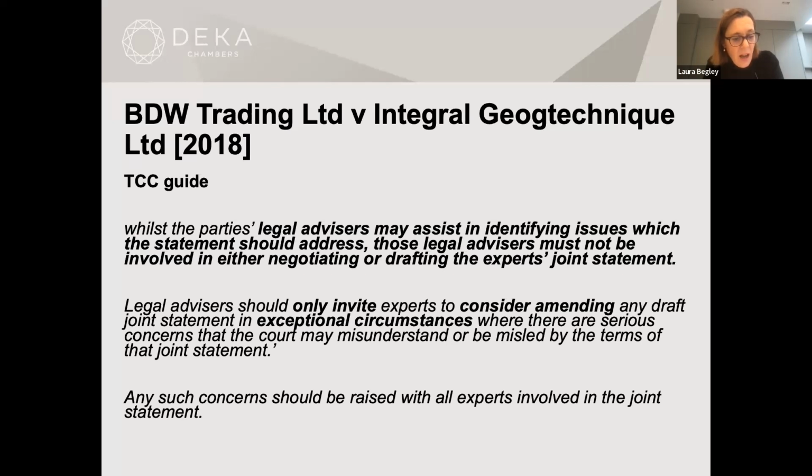So the guide said, whilst the parties' legal advisors may assist in identifying issues which the statement should address, when we're talking about a joint statement, those legal advisors must not be involved in either negotiating or drafting the experts' joint statement. Legal advisors should only invite experts to consider amending any draft report, joint statements in exceptional circumstances where there are serious concerns that the court may misunderstand or be misled by the terms of that joint statement. Any such concerns should be raised with all experts involved in the joint statement. So that's the backdrop. Next slide, please.